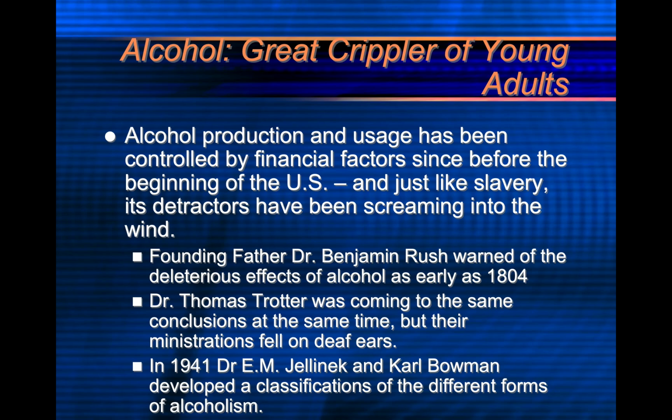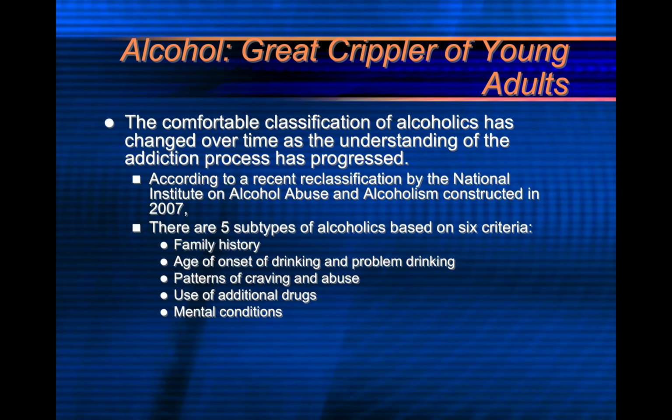Founding Father Dr. Benjamin Rush warned of the deleterious effects of alcohol as early as 1804. Dr. Thomas Trotter was coming to the same conclusions at the same time, but their ministrations fell on deaf ears. They don't listen to it. 1941, Dr. E.M. Jelinek and Carl Bowman developed a classification of the different forms of alcoholism. Now remember, this is in 1941. 1920, Prohibition went into effect. 1932, it was repealed. So this is in 1941. This is less than 10 years after the repeal of Prohibition.